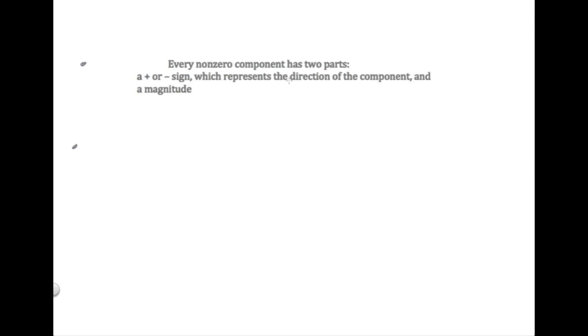Remember that components are really a type of vector. Well, vectors have magnitudes and directions, so components also have magnitudes and directions. We usually represent the direction of a component with a plus or a minus sign. What is a magnitude? Do you remember the definition of magnitude we covered earlier? It's always positive or zero, never negative. So you should know that that's what a magnitude is.